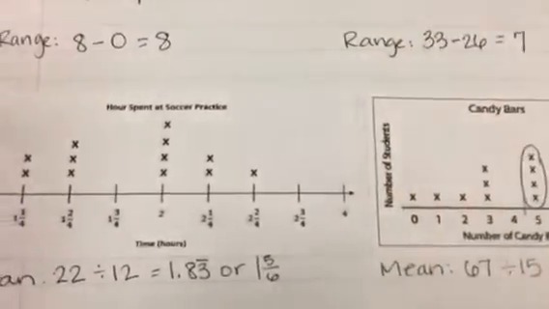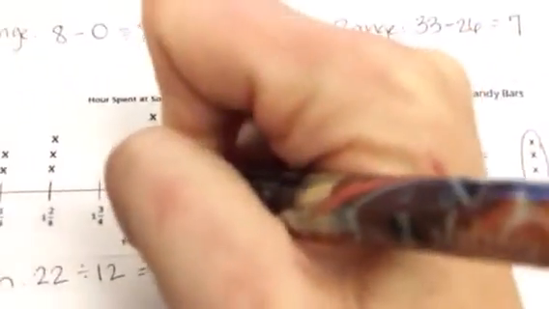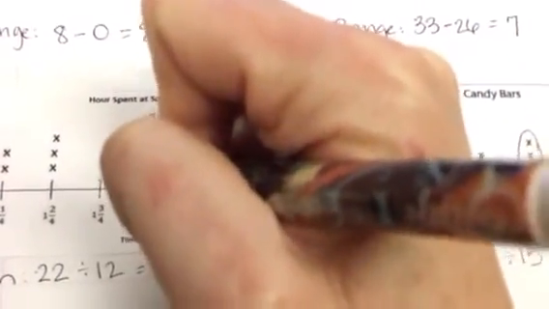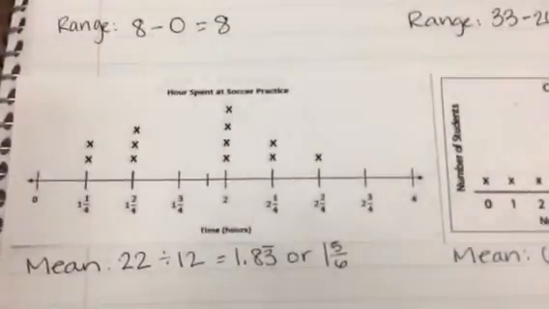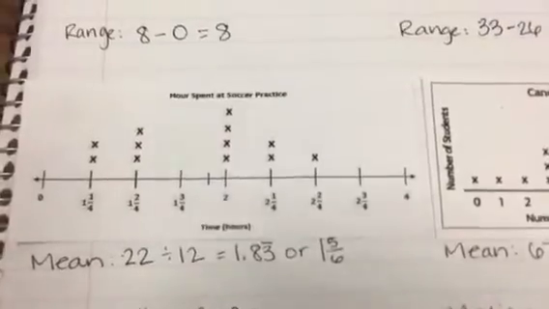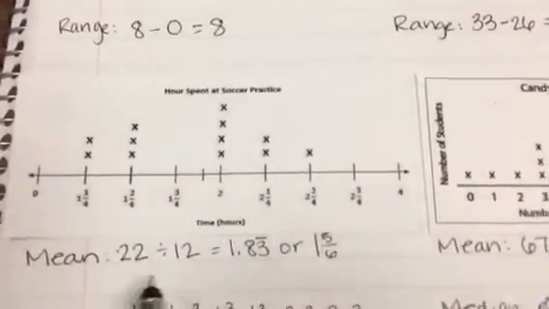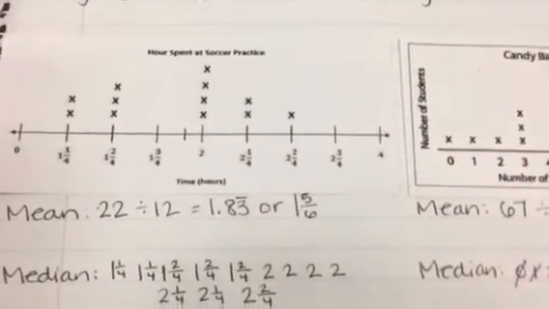So 1 5/6 I know is past 1, not quite to 2. So that means it's going to be somewhere right in here, which would be the center of my data values. That's the average. That's where they are kind of like the balancing point. So if you didn't do that, then you might want to go back and fix that.